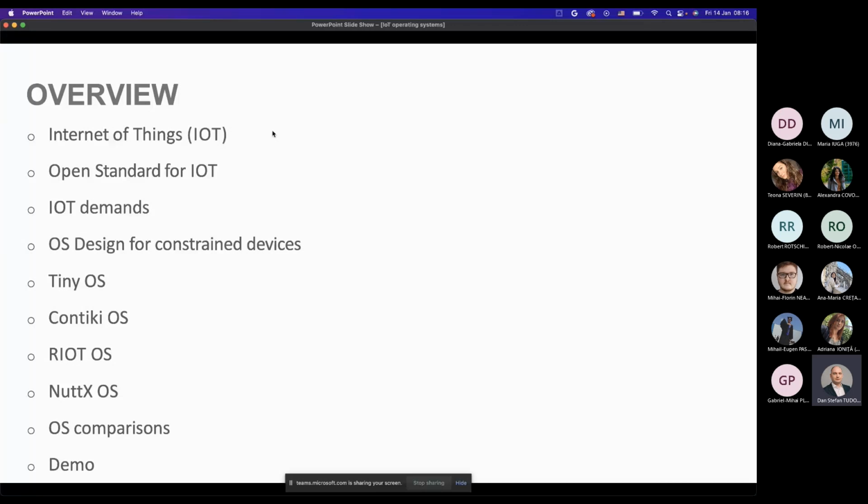And afterwards, we're going to talk about, I think, 4 or 5 major operating systems that are used right now in IoT systems. Just briefly going to go over them, each one with its particularities. And after we have done this comparison, we will do a brief demo of one of the operating systems that I'm presenting here, namely Contiki OS. So it's going to be a very hands-on session for today.